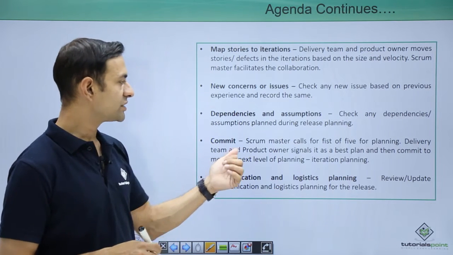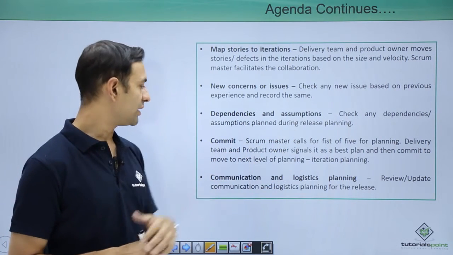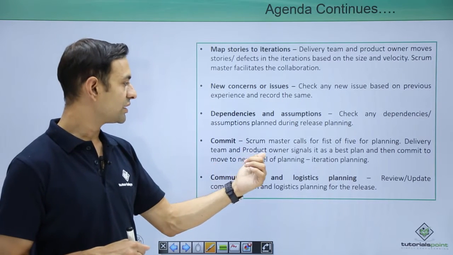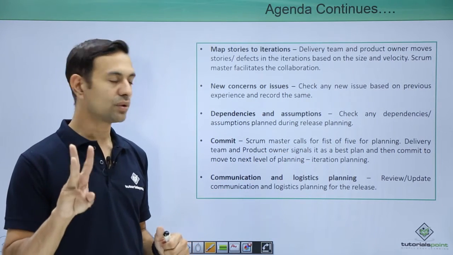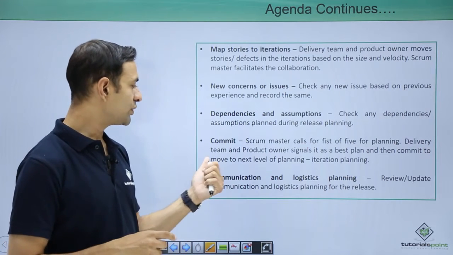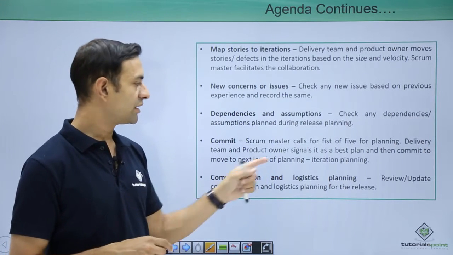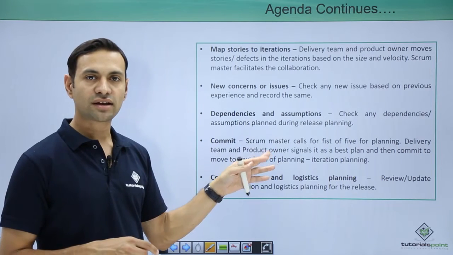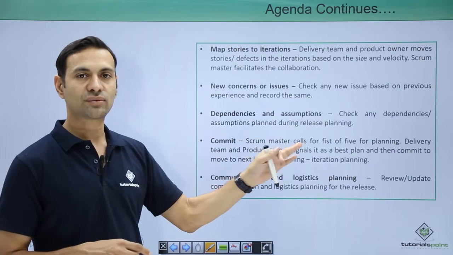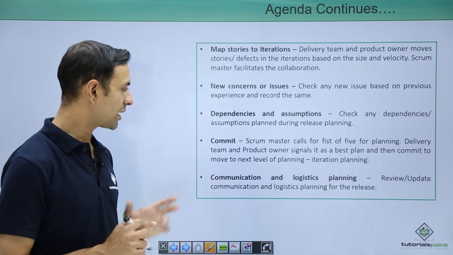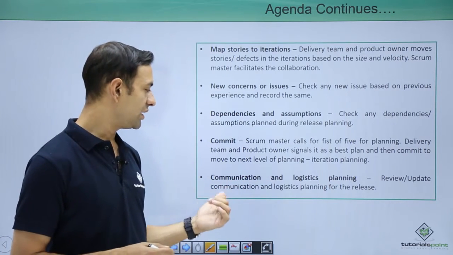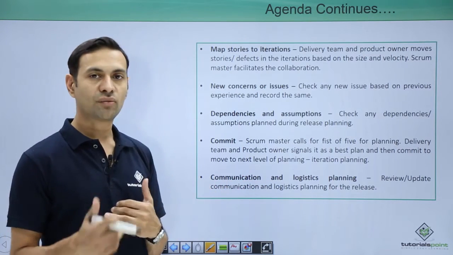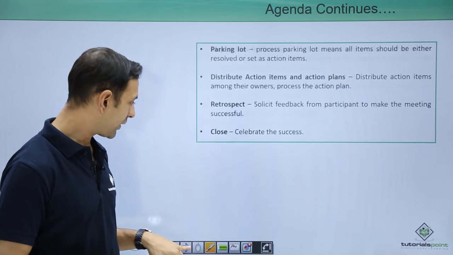So the Scrum Master calls for a fist of five for planning. The delivery team and product owner signal; it's a good plan if they all say 5 or 4, and then they commit to move to the next level of planning, iteration planning. Once release planning is done and everybody is satisfied, then we start the iteration planning. Communication and logistics plan. Then comes the standard things like we need to review and update the communication and logistics planning for the release. Let's see the final steps.